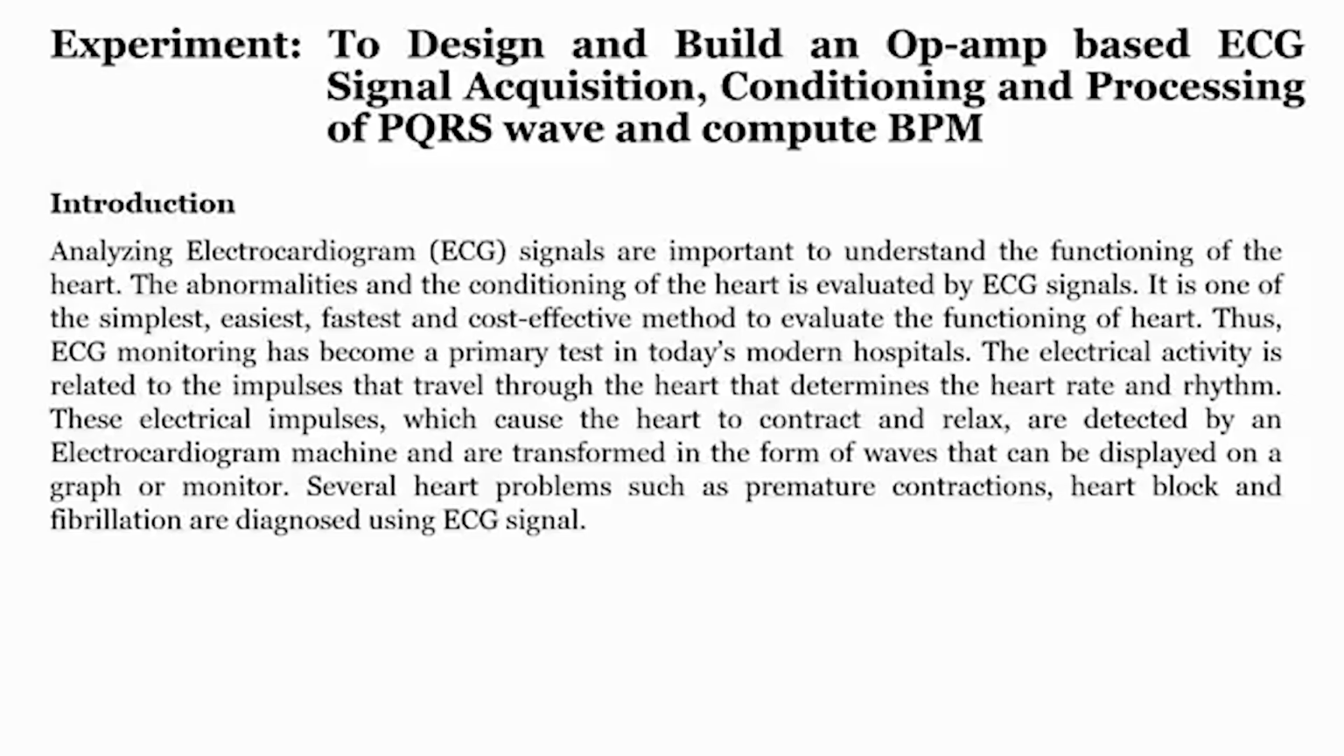So, like I said, the electrical activity is related to the impulses that travel through the heart that determines the heart rate and rhythm, and these electrical impulses which cause the heart to contract and relax are detected by the ECG machine, right. So, several heart problems such as premature contraction, heart block, fibrillation are diagnosed using ECG signals. So, thus you can see that ECG signals are very important to understand the functioning of our heart.